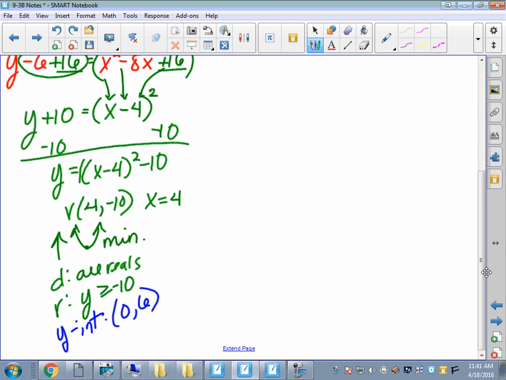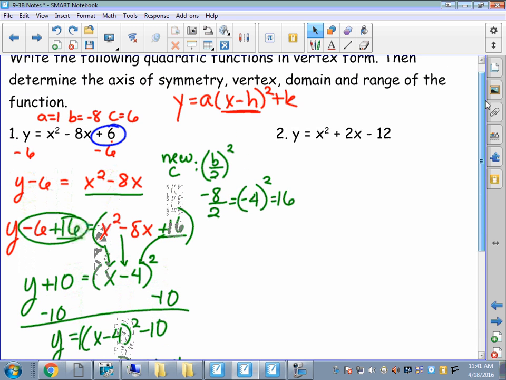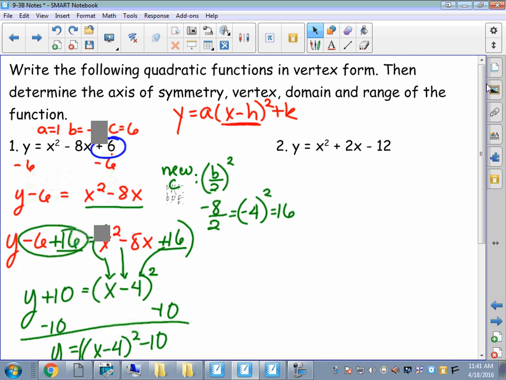And that is, in a nutshell, completing the square. So we're putting it in vertex form. It's called completing the square because we made it a perfect square. We took a trinomial that was not perfect and we made it perfect. So let's look at number 2.